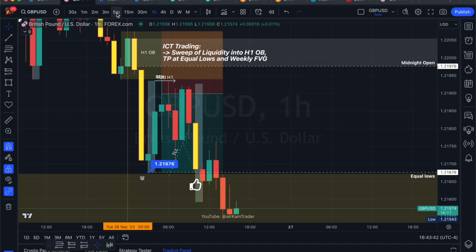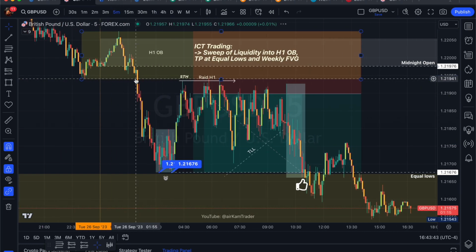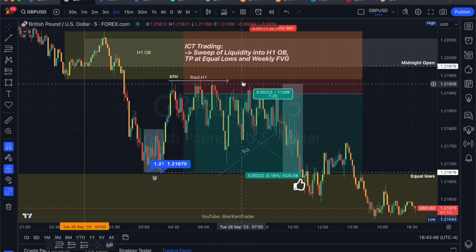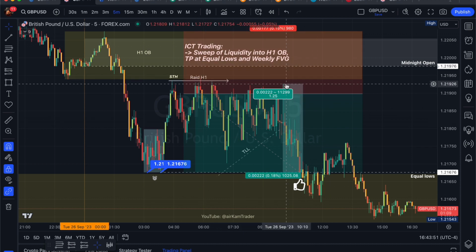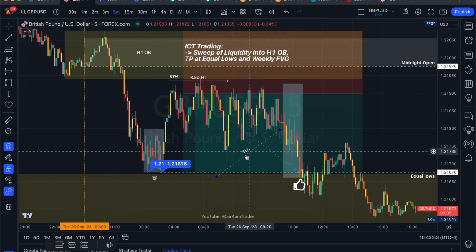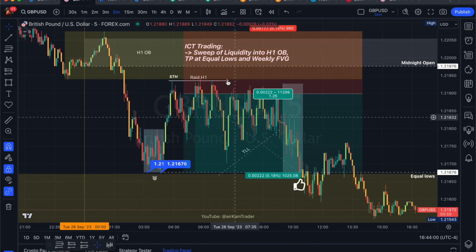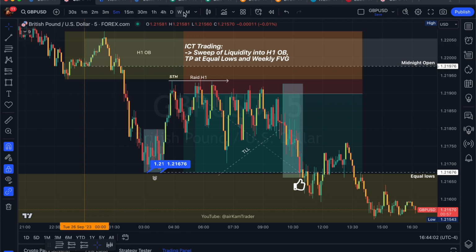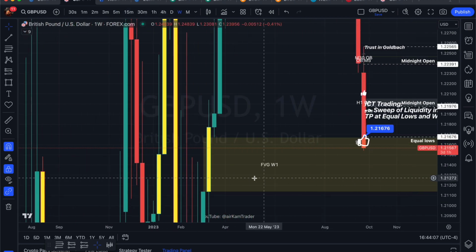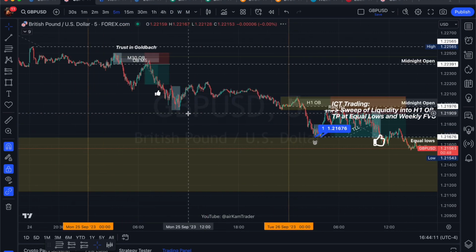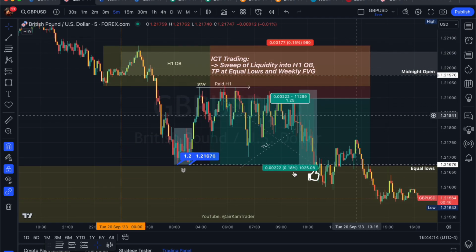So we slapped this TP, but look how messy it was. Look how messy it was before it finally tanked on the final news. It was doing its best, and look, it gave me so many clues as to what it wanted to do. Right? It had the equal lows. You had the weekly fair value gap. It created trend line liquidity.